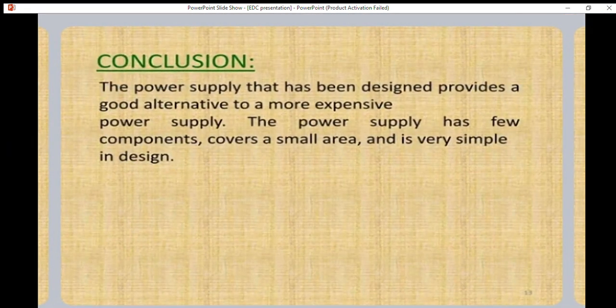So moving to the conclusion, the power supply that has been designed provides a good alternative to a more expensive power supply. The power supply has few components, covers a small area, and is very simple in design.